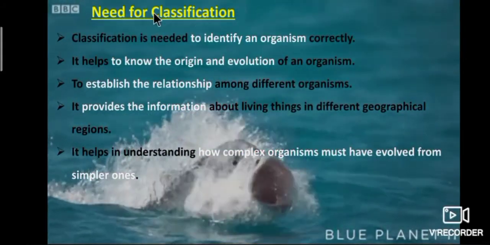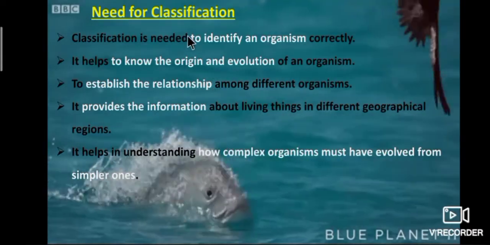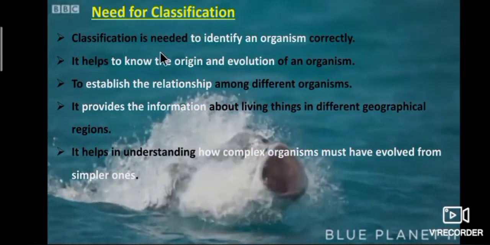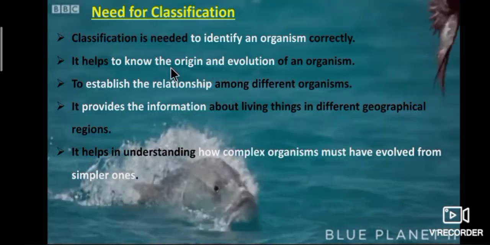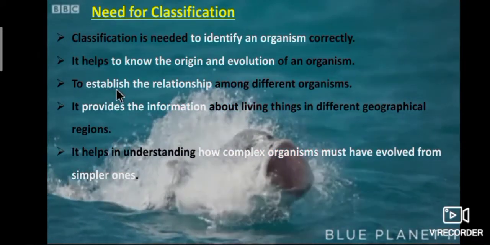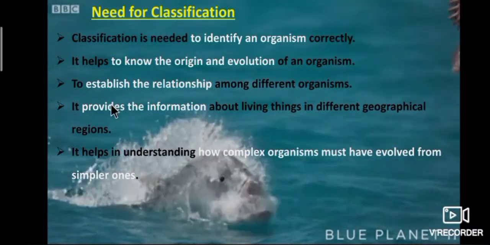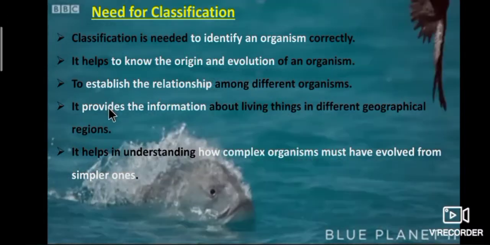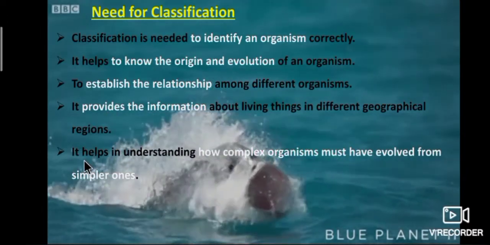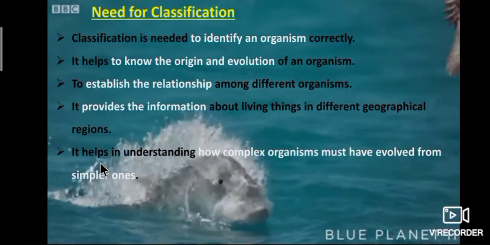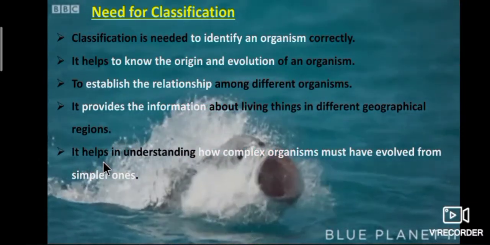What is the need for classification? Classification is needed to identify an organism correctly. It helps to know the origin and evolution of an organism. It helps to establish the relationship among different organisms. It provides information about living things in different geographical regions. It helps in understanding how complex organisms must have evolved from simpler ones.